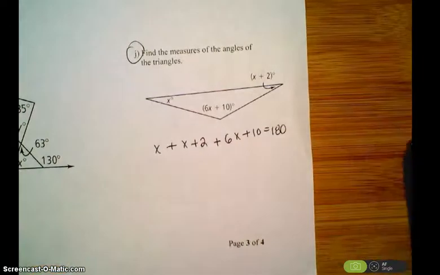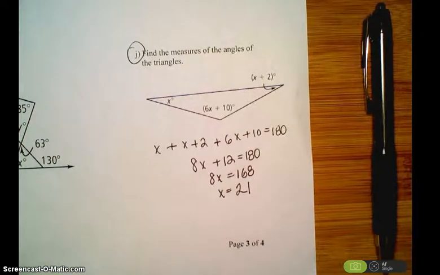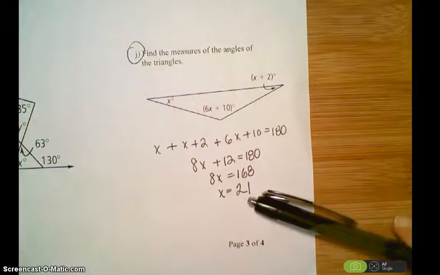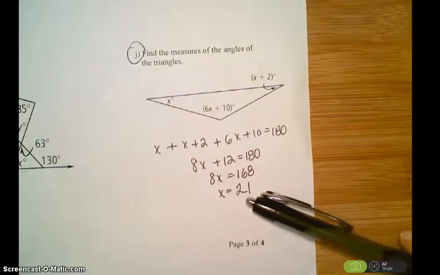Okay, we're going to do a little bit of video magic here. Hold on a second. Voila. The problem is done, and x equals 21, but be careful, it didn't ask you to find x, it asked you to find the measures of the angles of the triangle.